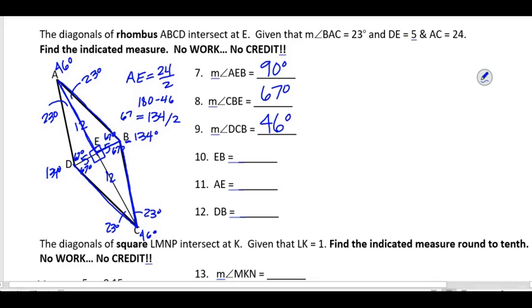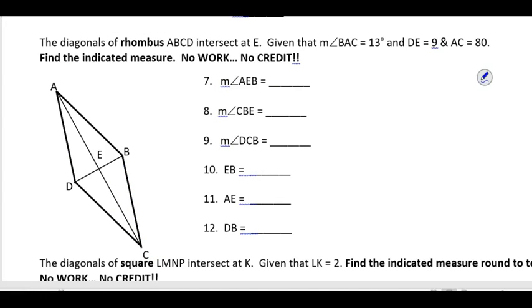Then EB would be 5. We've already got that marked. AE, which is half of the 24, that's going to be 12. And then DB is all of one of those diagonals, and so 5 plus 5 is 10. So we're going to go to the other version now. So now I'm going to go over the other version of this question too.